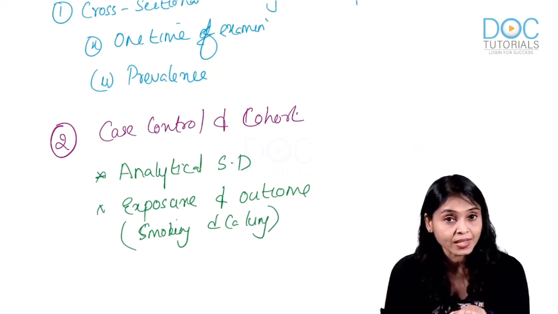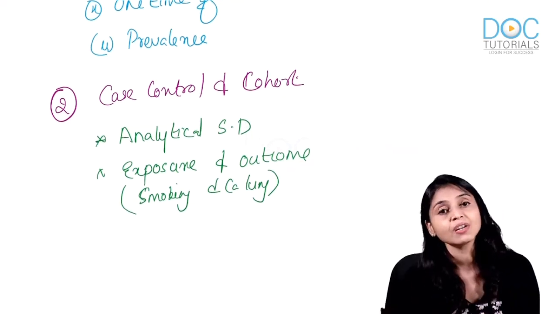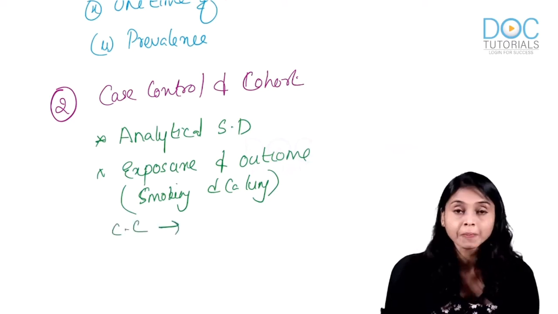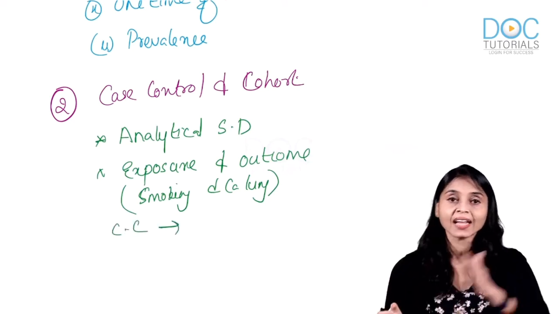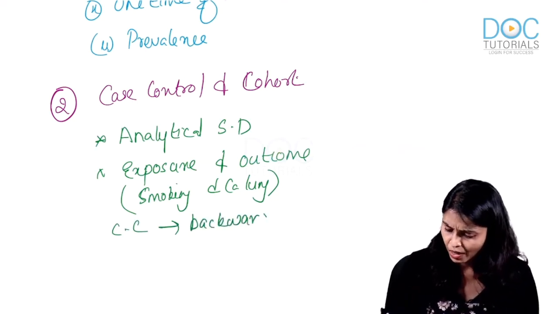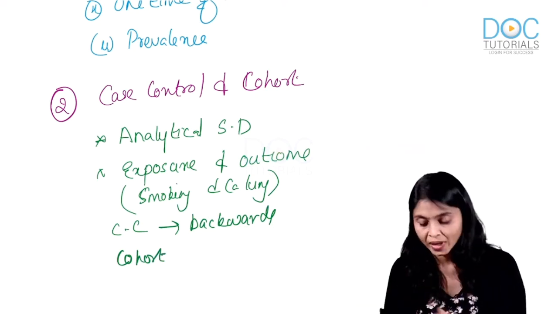Then what is the difference? The difference between case control and cohort is that the direction in which you do the study is different. In case control, you are starting the study and then you are going backwards. We'll see how you do it. Whereas in cohort, once you start the study, you are going forward.